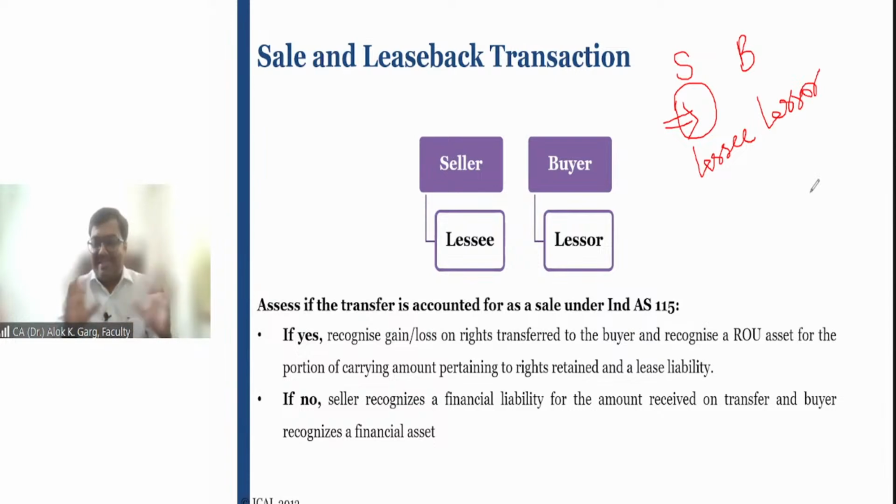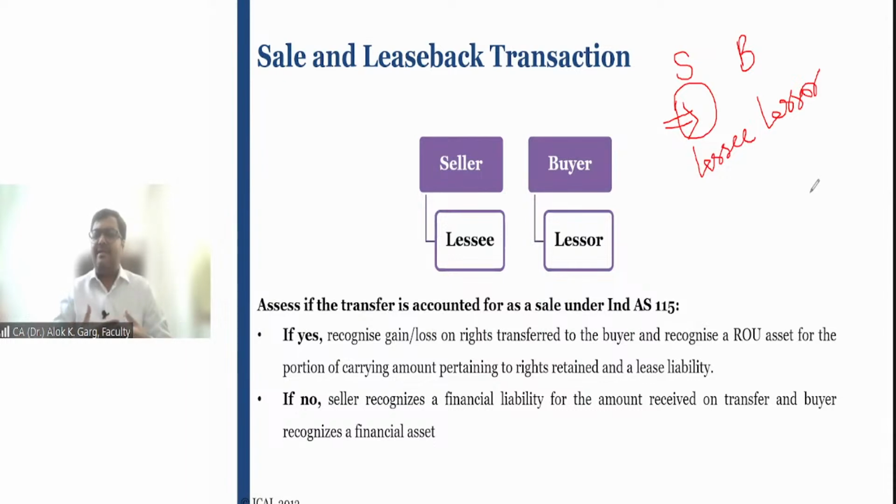If no, the transfer is not considered a sale under Ind AS 115, in that case the seller needs to recognize a financial liability for the amount received on transfer, and the buyer recognizes a financial asset. Let's say it is concluded that it is not a sale transaction, meaning no rights have been transferred to the buyer. Then going by the substance, it is a financing transaction, meaning a loan transaction, right? For example, if I'm selling a property to you and I'm not giving any rights to you, then that transaction is not a sale transaction. That transaction is a funding transaction.